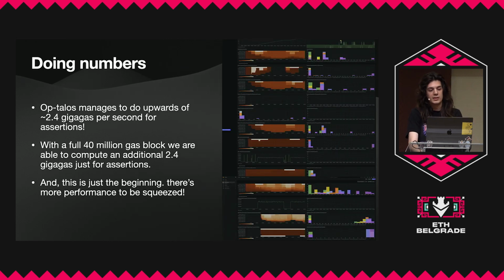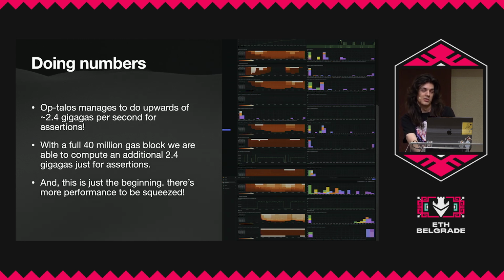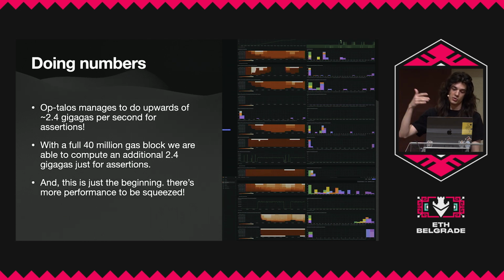So Phylax, which is our block builder, manages to do upwards of 2.4 gigagas per second. To put this in perspective, that's 828 full Ethereum mainnet blocks worth of gas for every transaction that lands inside of a block. With a full 40 million gas block of just regular user transactions, we are able to execute an additional 2.4 gigagas worth of compute. And this is just the MVP. We are just beginning. We can squeeze more performance out of it, and we are consistently working towards doing that, and we know how to do it.